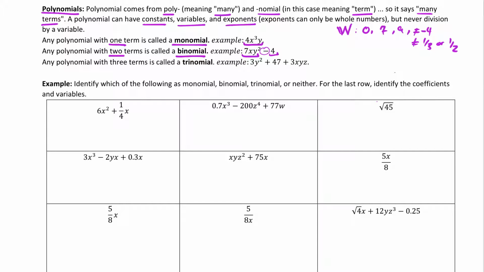And finally, the last one we'll learn in this particular lesson is anything with three terms is called a trinomial. An example of that here is 3y squared, which is one term, separated by a plus sign from a second term, which is 47, separated by a plus sign from the third term, which is 3xyz.